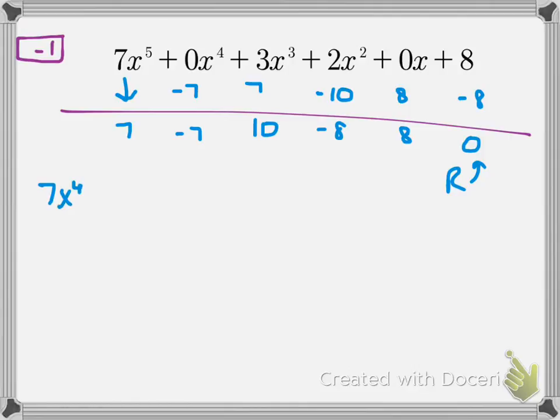7x to the fourth. Remember that you're going to go down a whole power. So instead of it being a fifth power, it's going to go to 4. The next number is x to the third, and then x squared, and then just x, and then just your constant. And then remember that last number is, of course, your remainder. But this is the final answer.